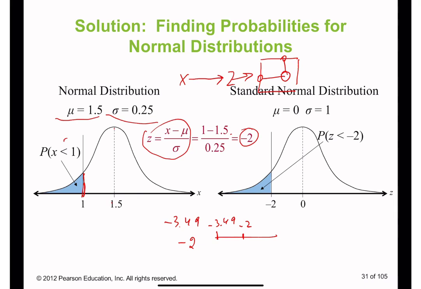I don't know anybody who would buy a new phone worth $1,000 in less than 1 year. And as proof of that, statistics show it. So we got a z-score of negative 2.